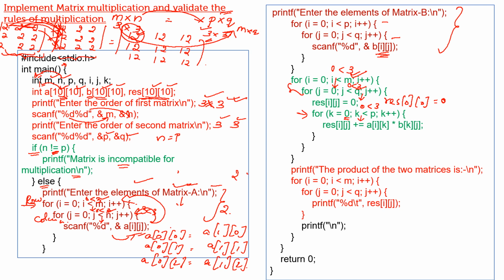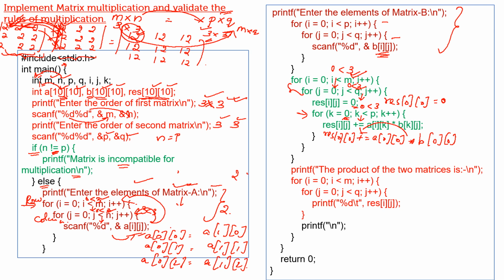Now res of 0, 0 will be assigned. What will be the value? a of i k. Now what is the value for a of 0? Now k is initialized to 0, right? So a of 0, 0 multiplied by b of k, j, where k is 0 and j is also 0. So first two elements will be multiplied. I hope you are understanding this. Okay. The first row and first column elements, a of 0, 0 and b of 0, 0, will be multiplied and it will be added to your resultant matrix.